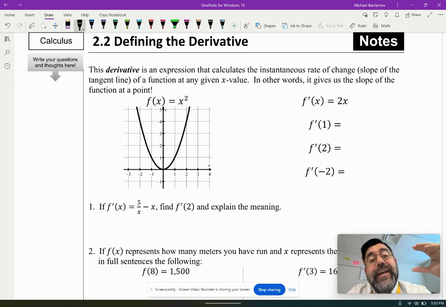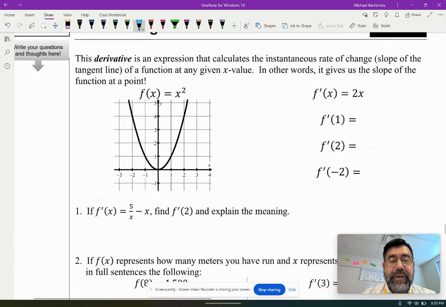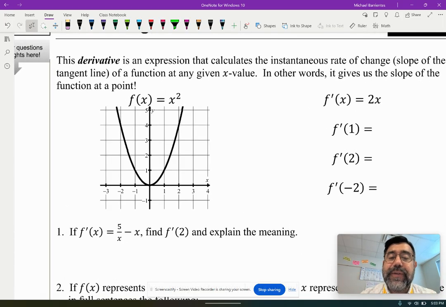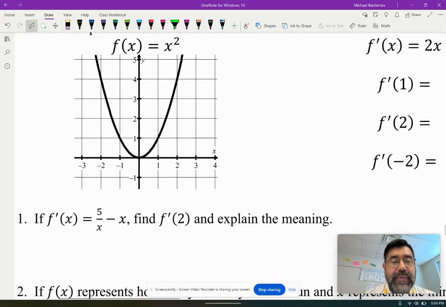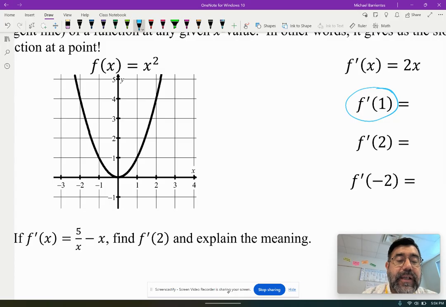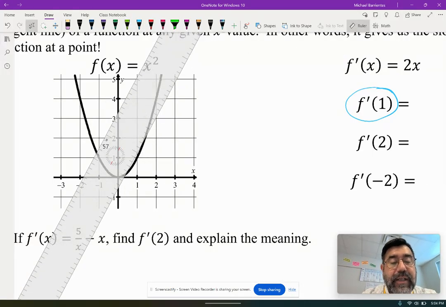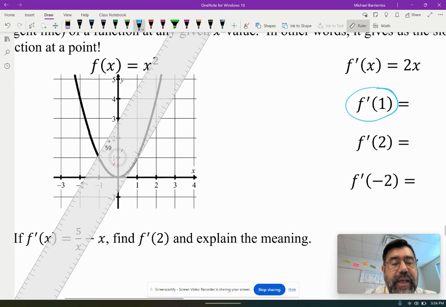We're going to go ahead and put some of those ideas on paper. But just to recap and make sure that we're understanding what we're talking about. Remember, the derivative is finding the slope of the tangent line. So let's say I have a function like x squared. If I ask you to find the derivative of f at 1, I'm asking you to find the slope of the tangent line. And we're talking about the tangent line that sits right at 1.